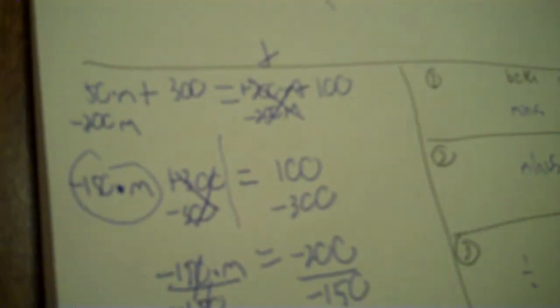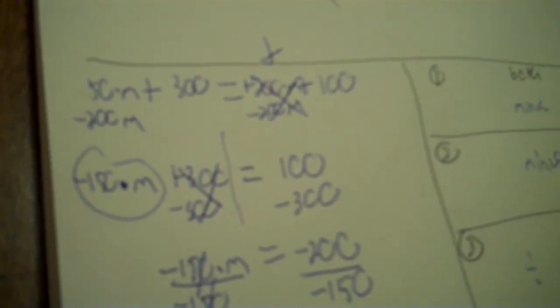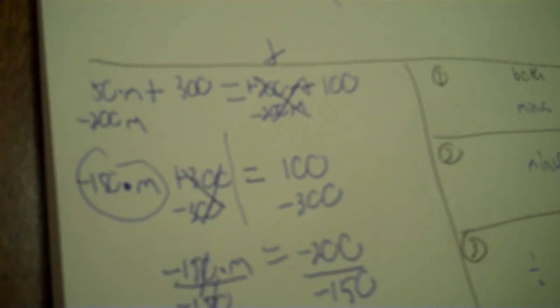Negative 200. And then I'm going to divide by negative 150. And I'm going to get a very ugly looking answer here. Okay. Don't put the decimal, just take the one up to two. Okay. Again, I put it for practice, but yeah.